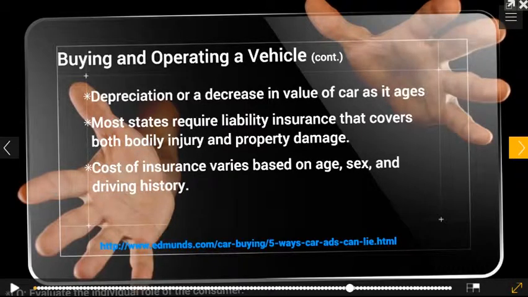Depreciation, or a decrease in the value of a car as it ages, is something that should be considered. Some cars depreciate faster than others. Most states require liability insurance that covers both bodily injury and property damage. The cost of insurance varies based on age, sex, and driving history.